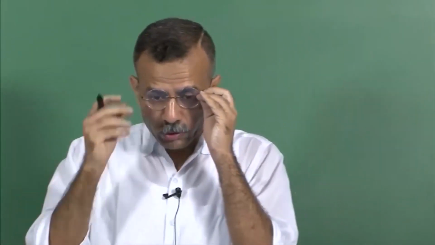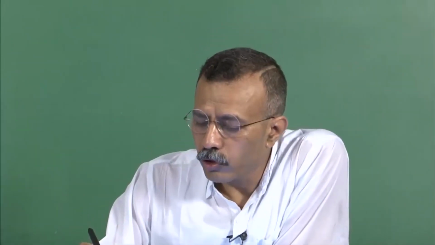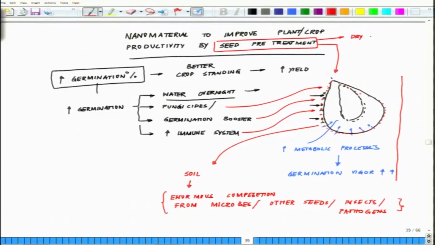So, whenever we are treating, there could be two kinds of treatments you can do. Either it could be a dry coating of nanomaterial on top of the seed. Dry coating of NM, which stands for nanomaterials, okay, or there is some kind of an aqueous treatment. Aqueous treatment is basically nanomaterial plus water. That is how you are treating it.